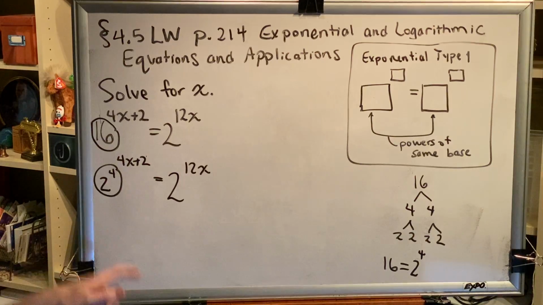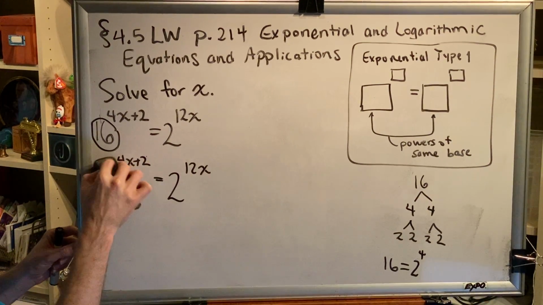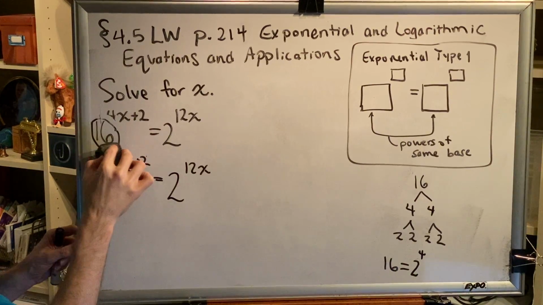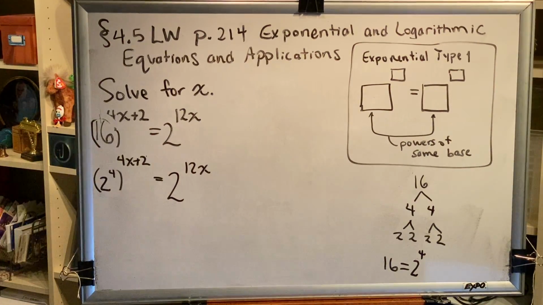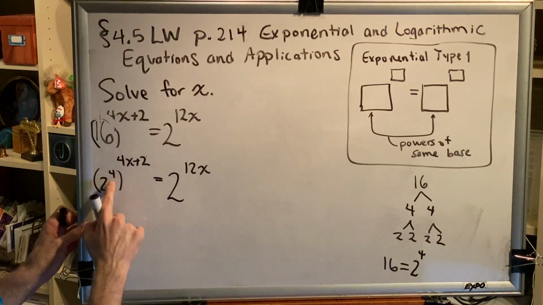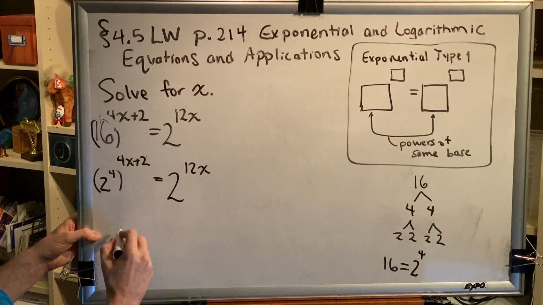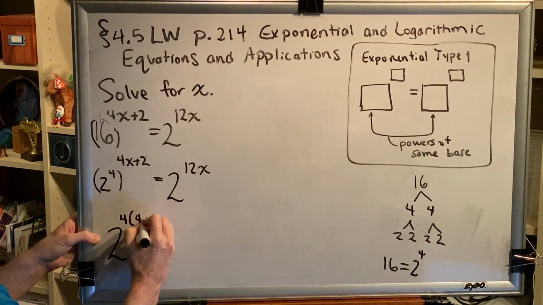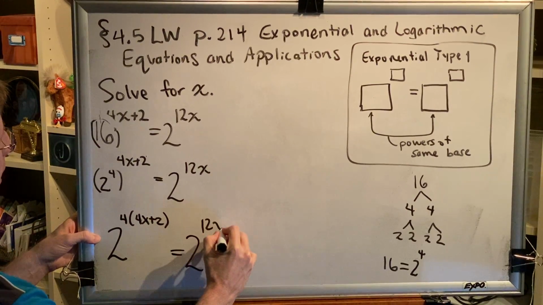Now, obviously a circle is not a mathematical symbol, but I could very easily turn it into one by just doing a little bit of erasing at the top and bottom, and now I've got some nice parentheses. So what this is telling me is that 2 to the 4th raised to the 4x plus 2 equals 2 to the 12x. Now I'm going to use the power to a power rule of exponents and multiply these exponents together. So the base will be 2, and the exponent will be 4 times 4x plus 2. Again, no changes made on the right-hand side.